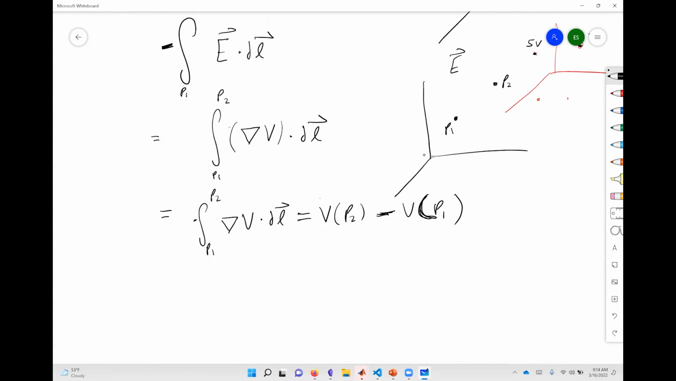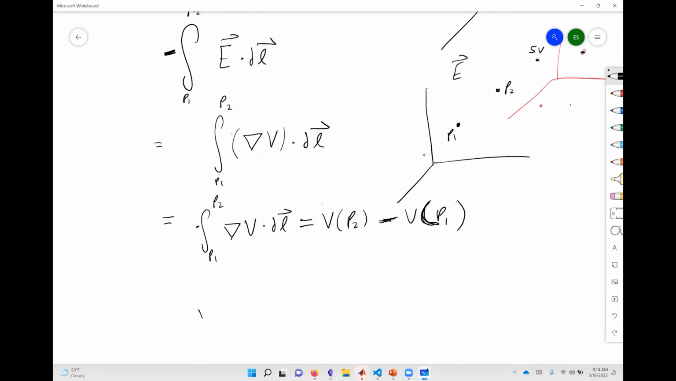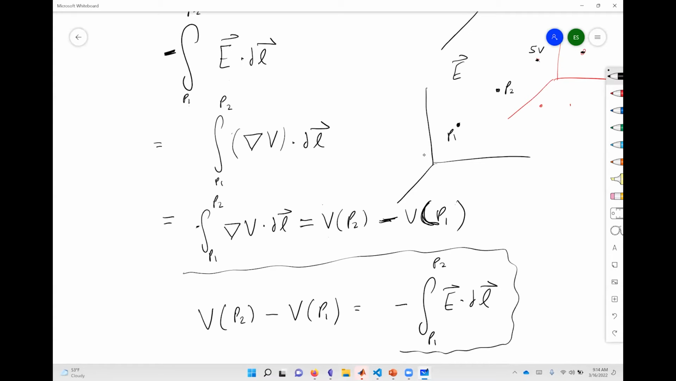So this tells me that whatever the scalar field is, it has the property that V(P2) minus V(P1), the difference in the scalar field between 2 points, is just this integral, P1 to P2 of E dot dl. It naturally comes. This has to naturally happen because of the way the gradient is defined.